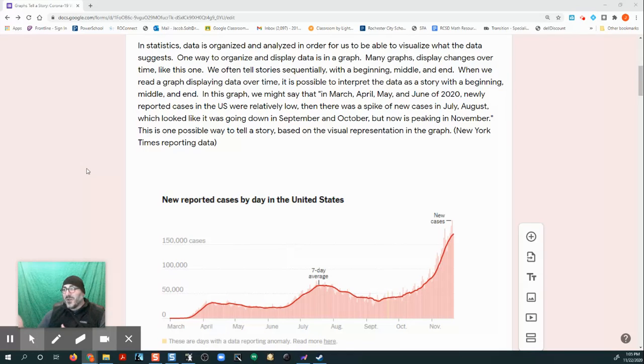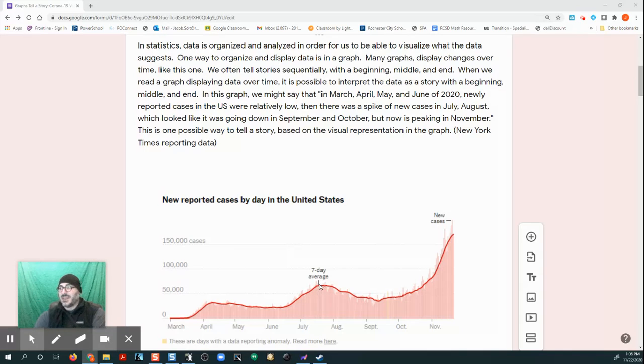So in this graph here, we might say that in March, April, May, and June of 2020, newly reported cases in the United States were relatively low. We can even put a number on that. We could say between 0 and 50,000 new reported cases per day, right? That's about where this line is, quite less in March. And then there was a spike in total cases when? There was a spike in July, right?